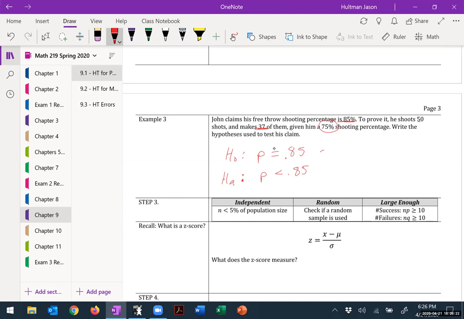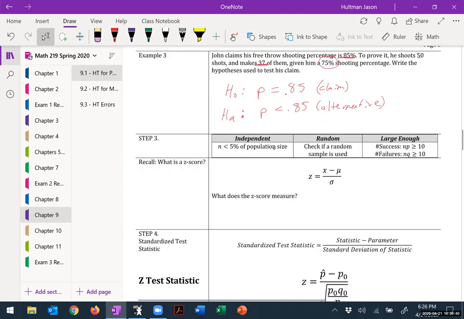So his claim is that he is an 85% shooter. The alternative is that he's not an 85% shooter.